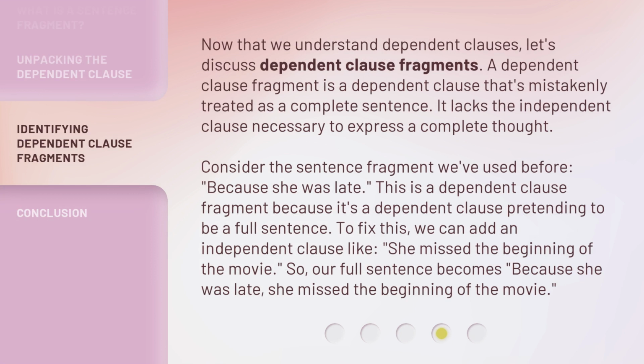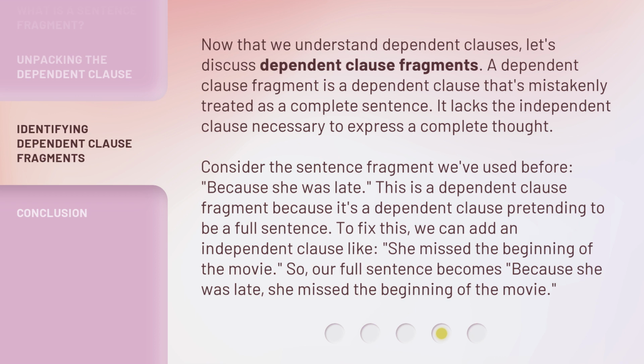Now that we understand dependent clauses, let's discuss dependent clause fragments. A dependent clause fragment is a dependent clause that's mistakenly treated as a complete sentence. It lacks the independent clause necessary to express a complete thought.